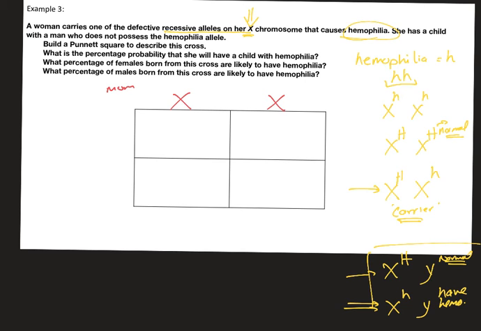So I have an X and an X. Please make sure you do that. That's the number one thing when you have a sex-linked trait. And because mom is a carrier, I know she's heterozygous. She's a big H, little h.